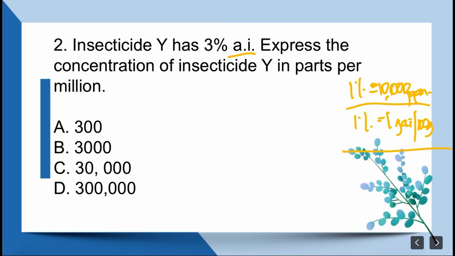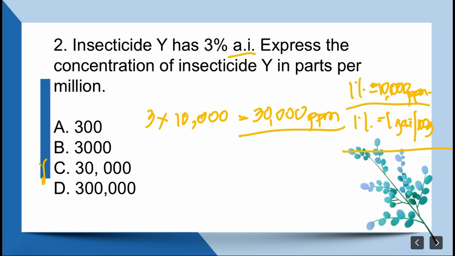To express this in parts per million, we know that 1% is equivalent to 10,000 ppm. Therefore, for 3%, we just multiply 3 times 10,000, which is equivalent to 30,000 ppm. So that's the correct answer. I told you, it's easy. The correct answer is letter C.